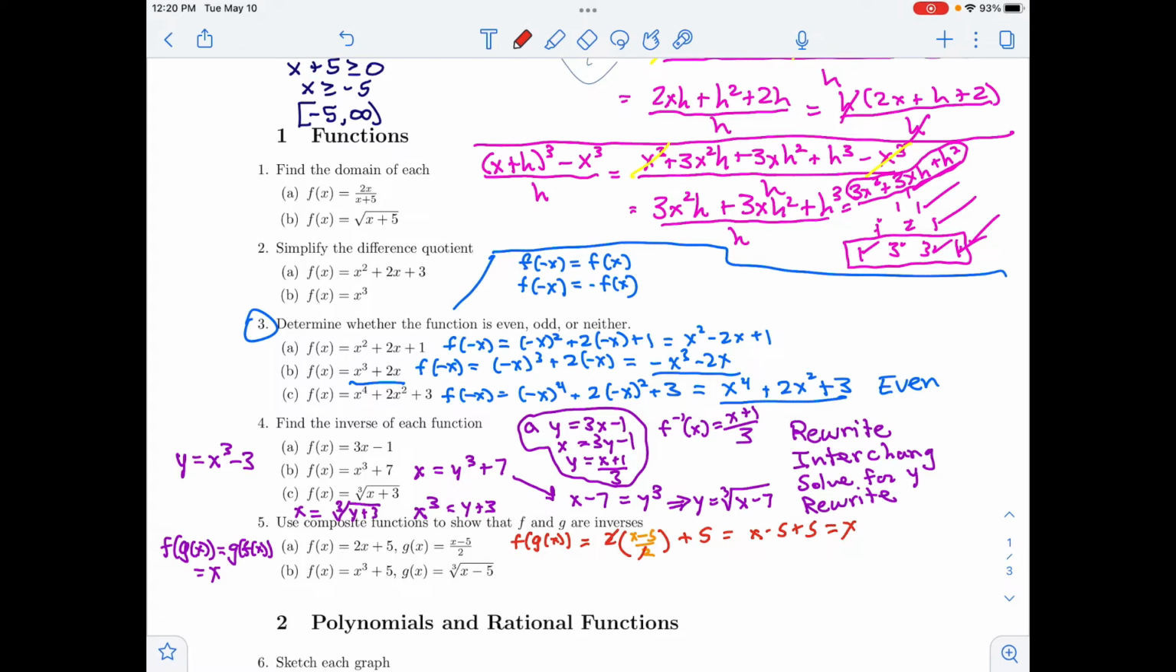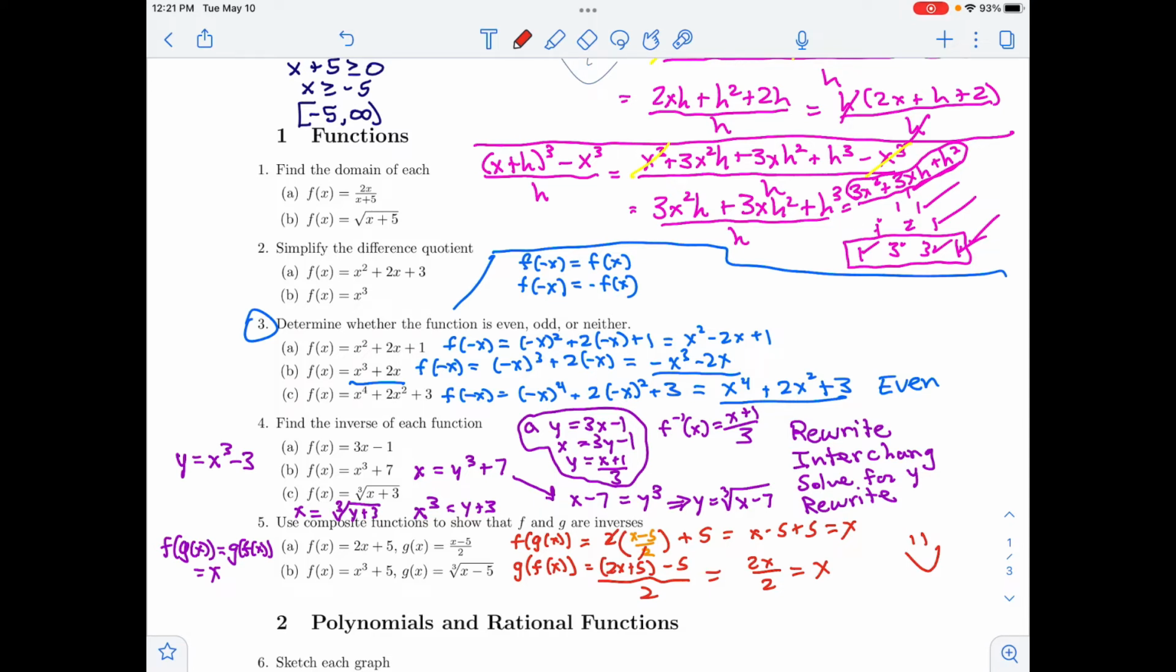We can really nail it down by going the other way, though. G of f of x. So here it goes. Blank minus 5 over 2. And then this is 2x plus 5. Simplify the top and we get 2x over 2, which equals x. So there we go. We got it. So we've established for part A that those two are inverses of each other.